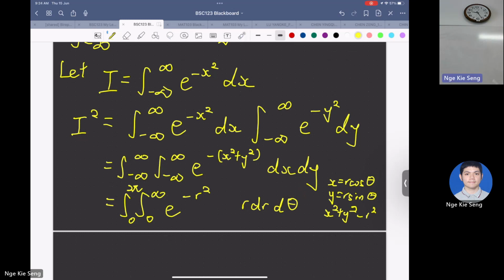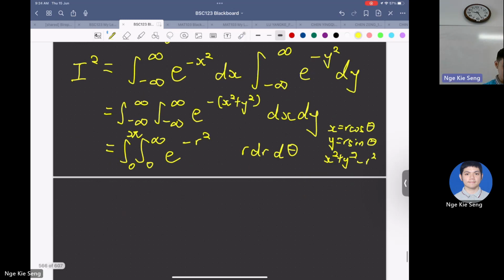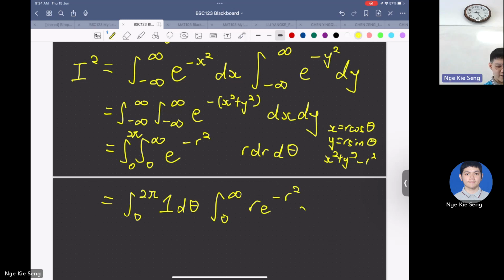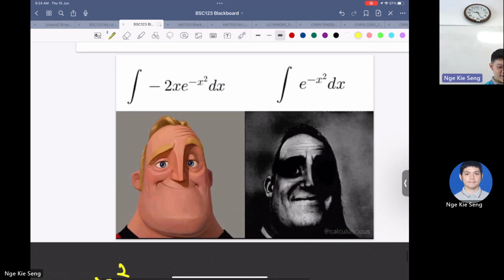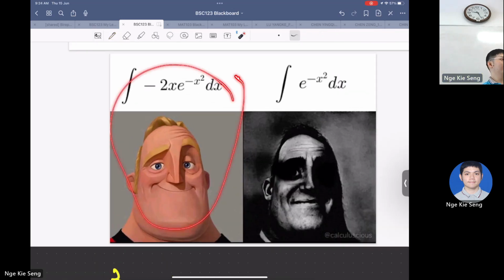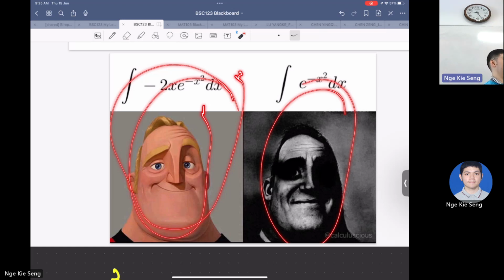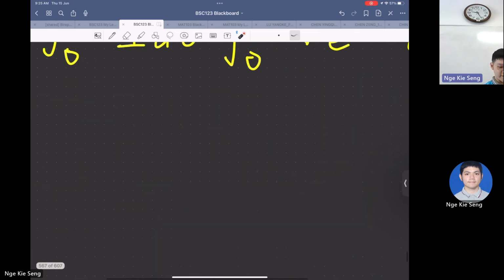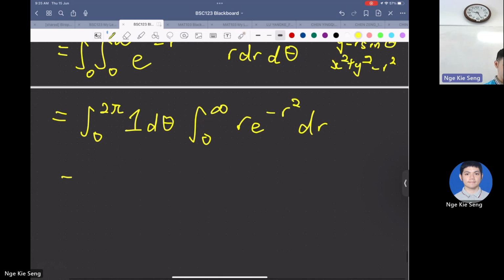Okay, now good. We got this. There's no theta in the integrand, so we can split out the theta. And then how about this? r e to the minus r squared dr. So we go to the happy phase now. We go from the sad phase to a happy phase. So we know how to integrate this. How to integrate that one?